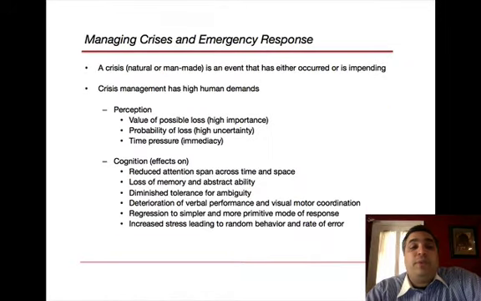Managing crisis and emergency response. This is another key one, and we've seen, especially after Hurricane Sandy and some other natural disasters, that these information systems can help us communicate information. They can help solidify the perception of things that are going on: valuable possible loss, probability of loss, time pressures. It also has an effect on cognition, such as loss of memory, abstractability, and reduced attention span across space and time. When emergencies occur, a lot of disinformation occurs, and IT systems can help manage the information.